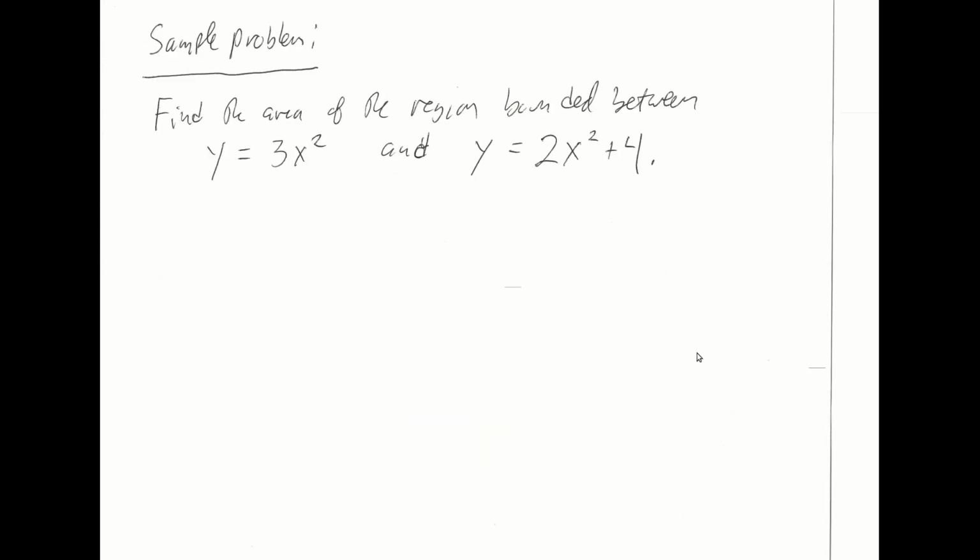Sample problem. Let's have you folks do one of these. I want you to find for me the area of the region which is bounded between these two parabolic curves. So y equal to 3x squared and y equal to 2x squared plus 4. Those two curves, if you draw them, you should see that there's a region bounded between them, and I would like for you to find for me the area of that region bounded between them.